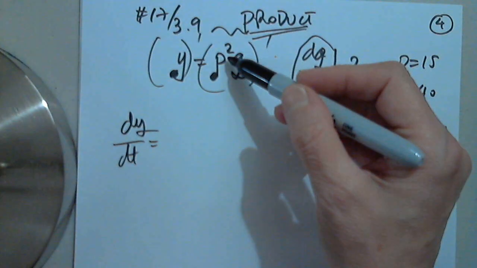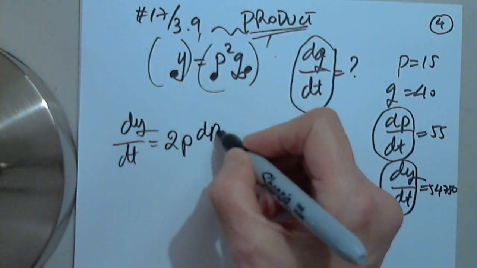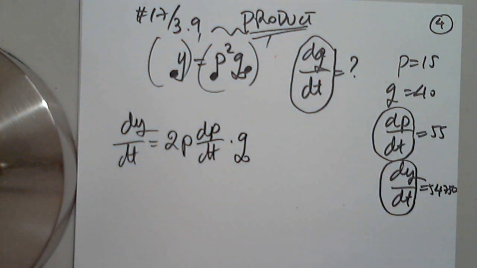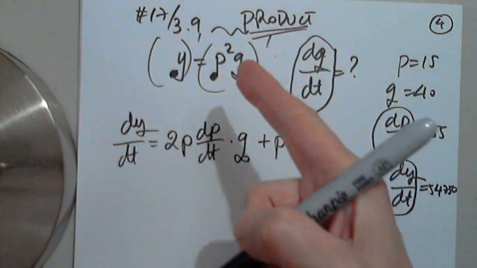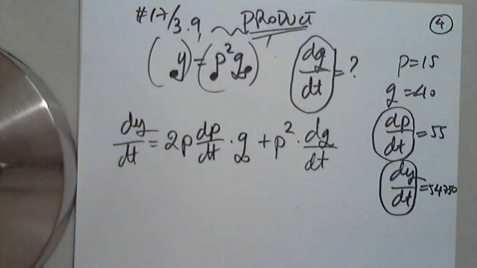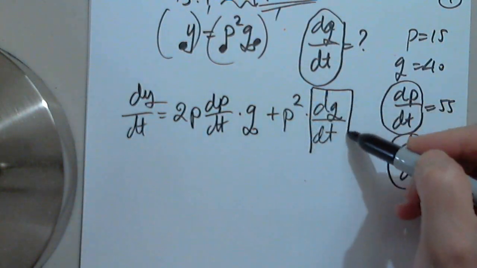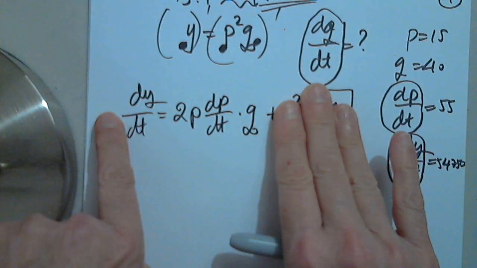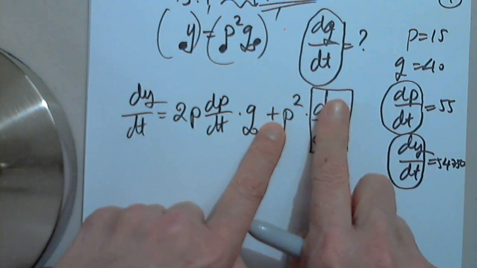So p squared is a function. So 2p dp over dt times the second function plus the first function times the second function prime. Fine. dq over dt. We're asked to find dq over dt, so this is our variable. So there is only one term that has the variable. This has to go to the other side, and then I will divide by p squared to get this.